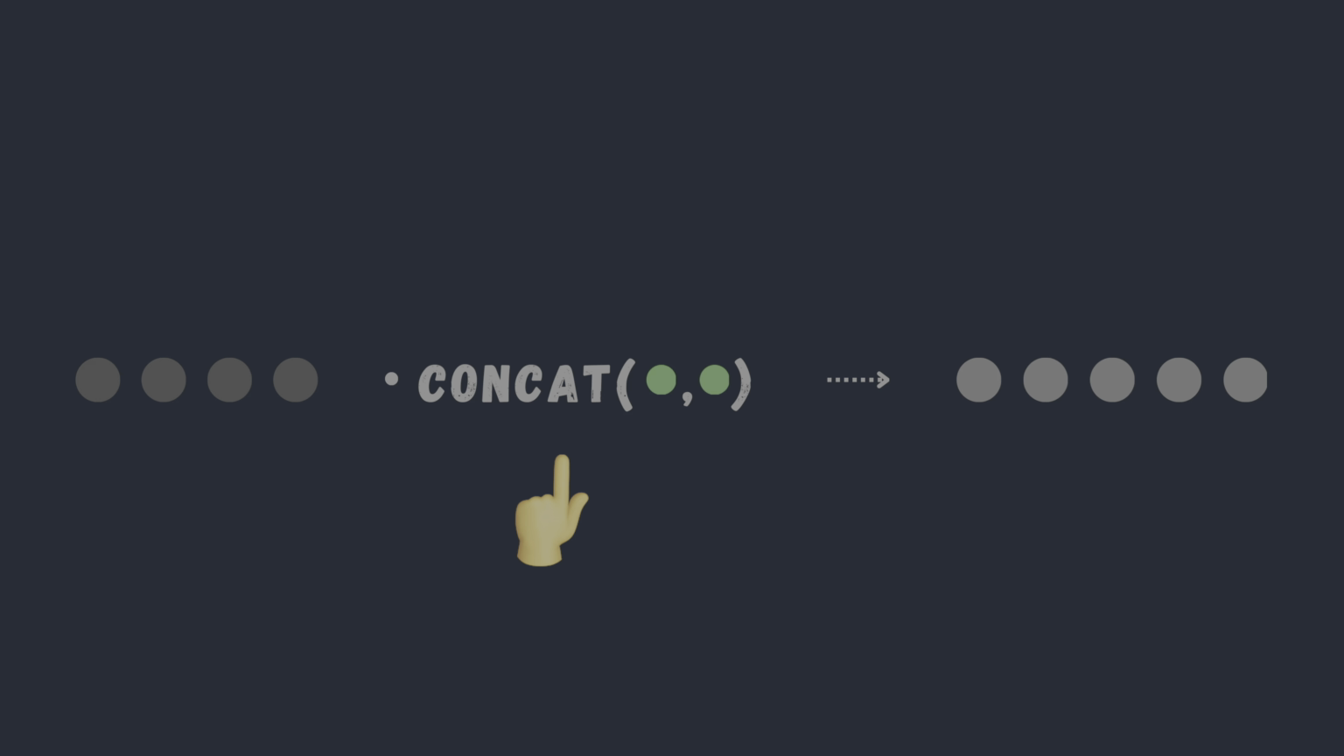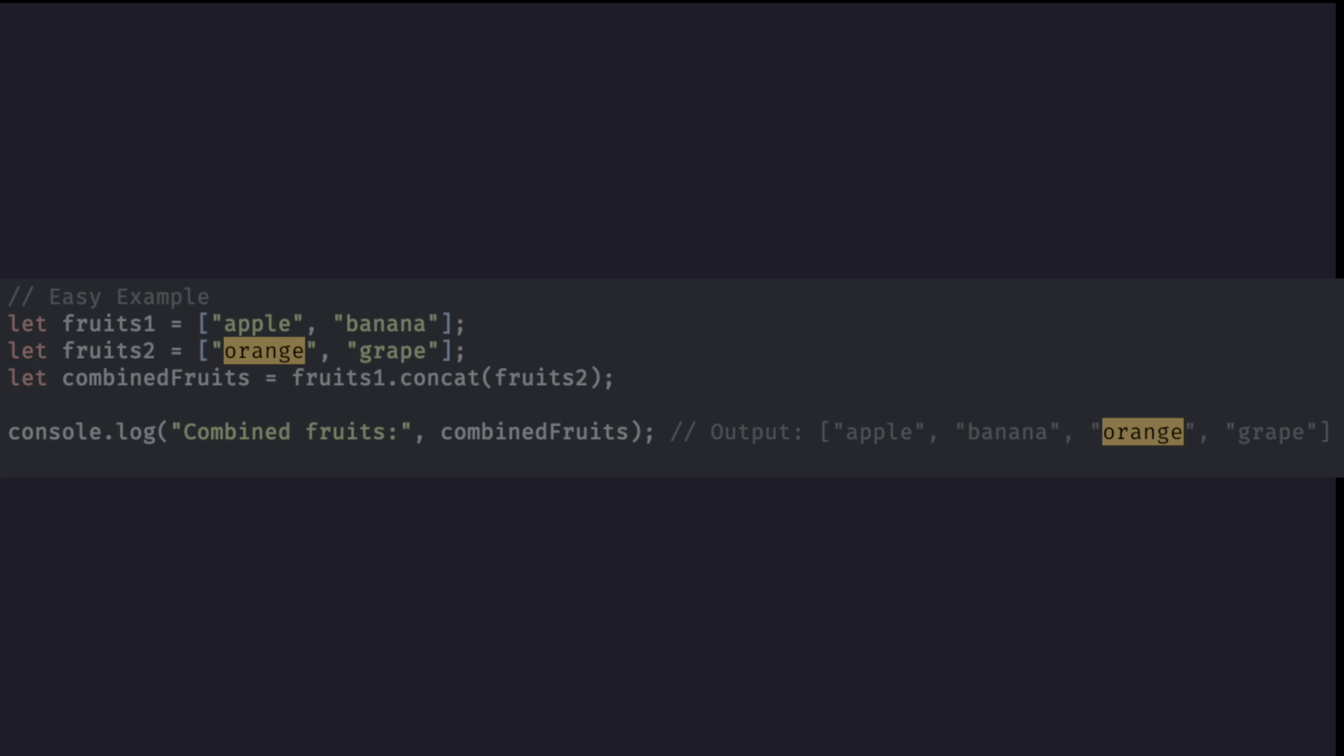The concat method in JavaScript is used to merge two or more arrays together. It doesn't modify the existing arrays, but instead it returns a new array containing the concatenated elements of the original arrays.